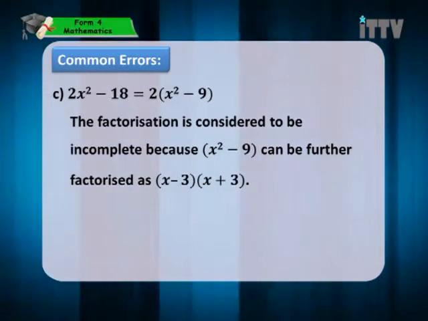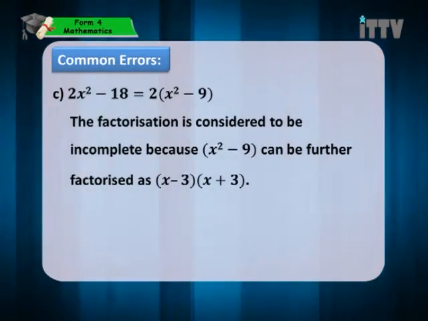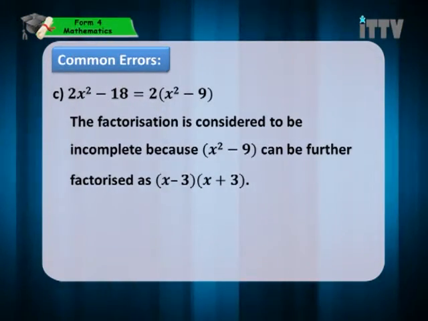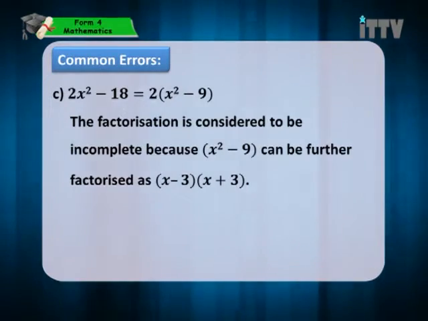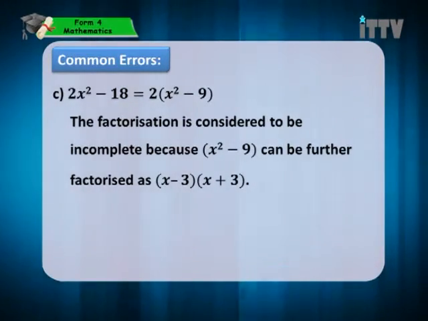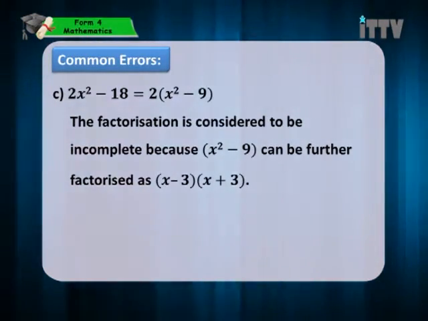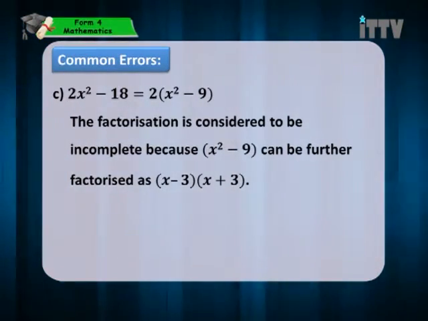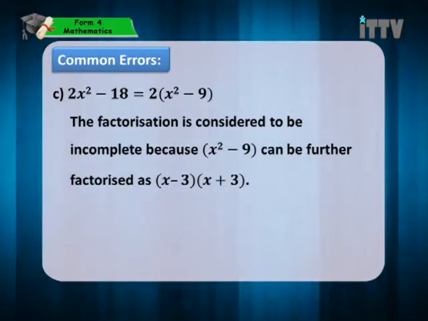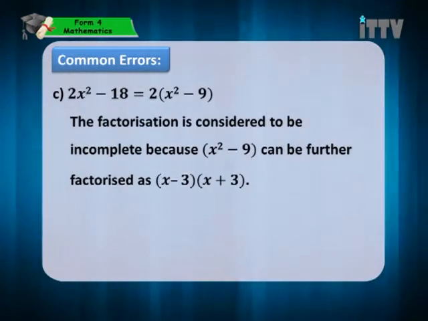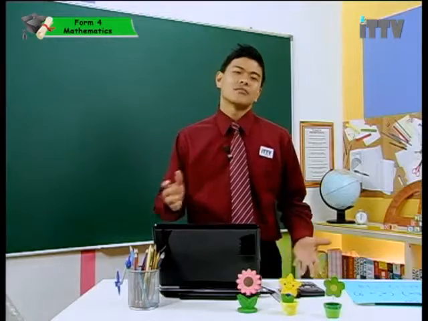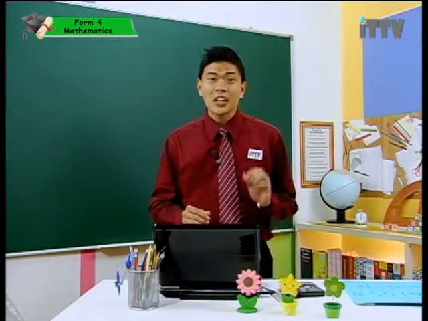One more common error is in C. 2x squared minus 18 is 2 bracket x squared minus 9. This factorization is also considered to be incomplete because x squared minus 9 can be further factorized as x minus 3 bracket x plus 3. It is also not fully factorized. That is why it is not accurate and is considered wrong.